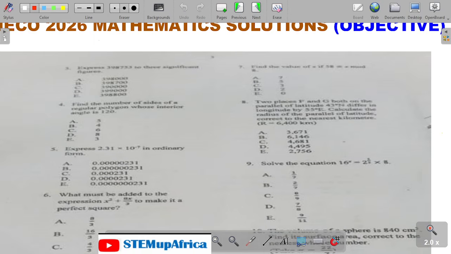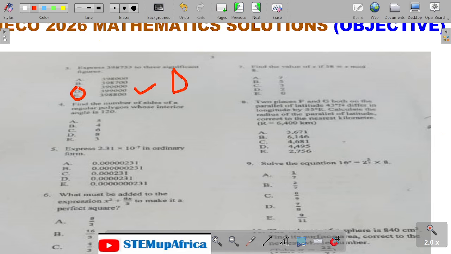Question 3, it said, express this to four significant figures, which is 9, 8. Then approximate 7 to 9, which is 9, 9, 9, 9, 9, then triple 0, which is option D. Number 3 is option D.